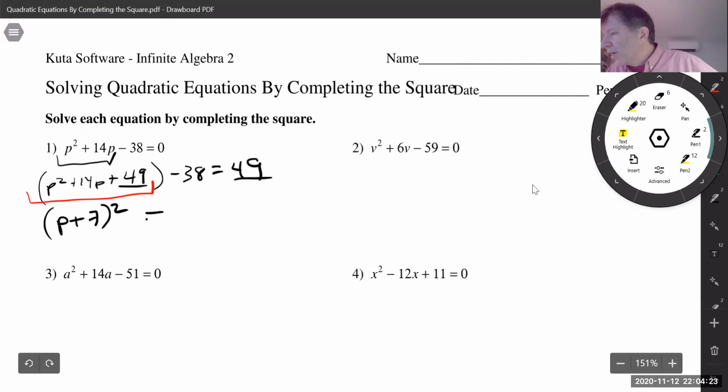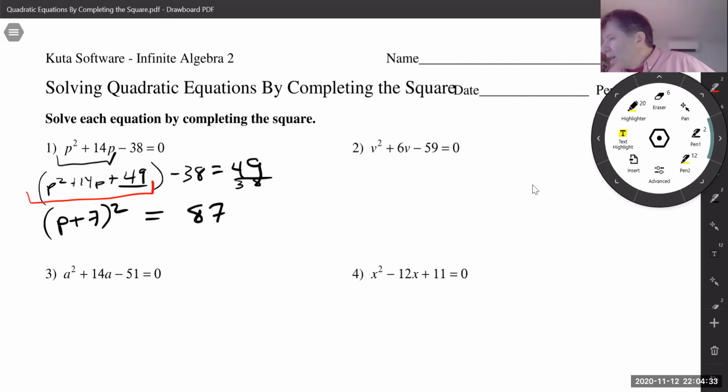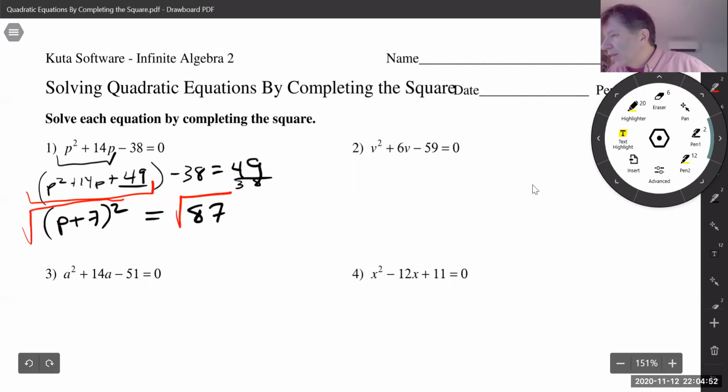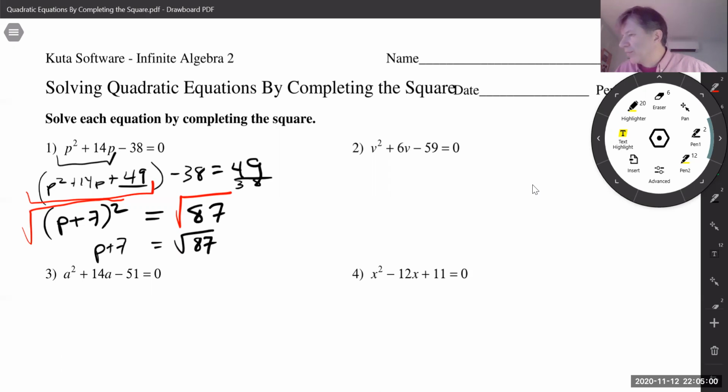And if I want to isolate that, now I add 38 to both sides, and I get that it is equal to 87. So now I want to get rid of the squared, so I want to take the square root of both sides of the equation, or raise both sides to the 1/2 power. We'll go with square root right now. So when I take the square root of both sides, I get p plus 7 is equal to plus or minus the square root of 87.